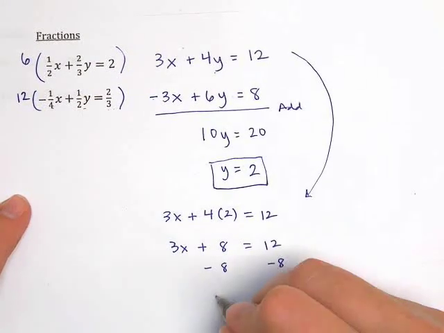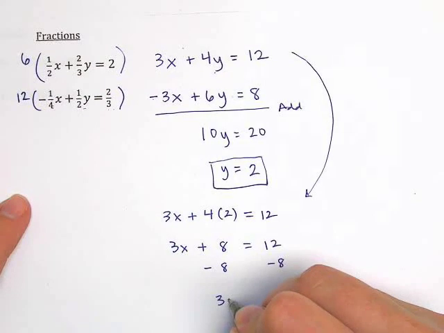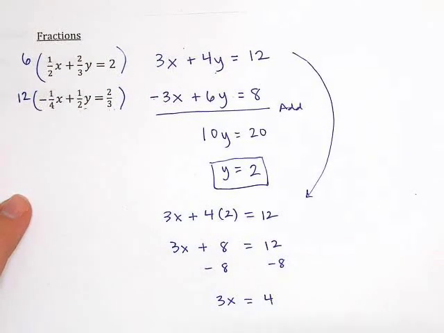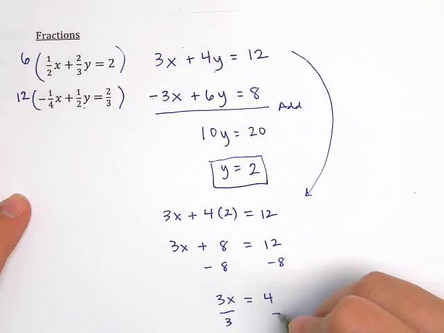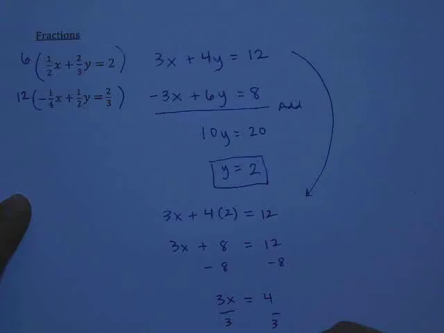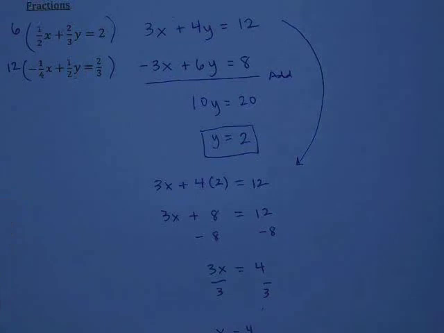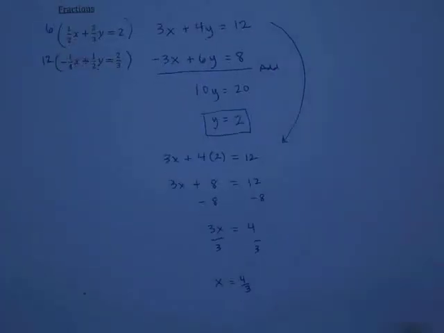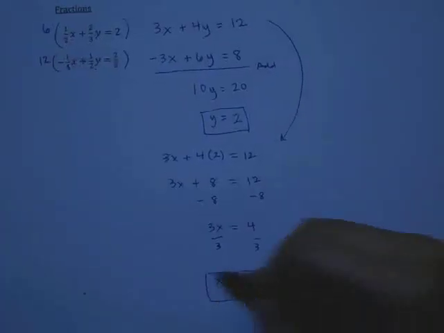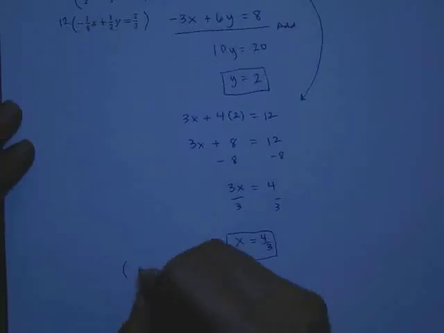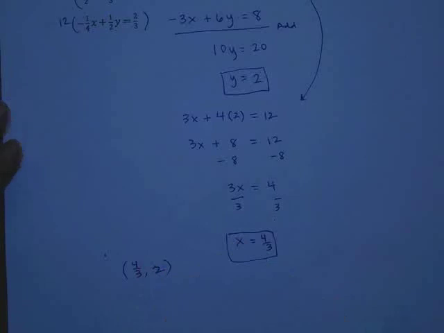All right, so 3x equals 4. All right, and I am going to get a fraction for my answer, it looks like here. So x equals 4/3. Okay. All right, so what we see there is now I have my x and my y, and again I can write my solution as an ordered pair. 4/3, 2, okay, for my final answer.